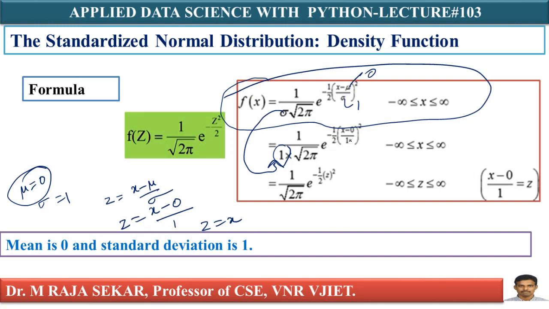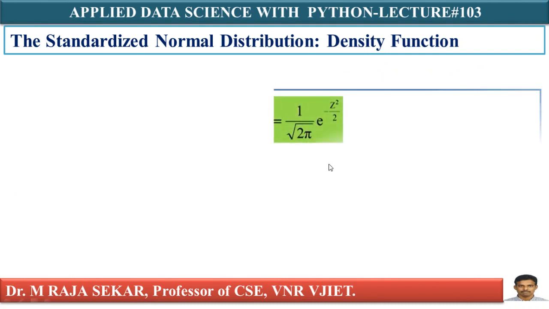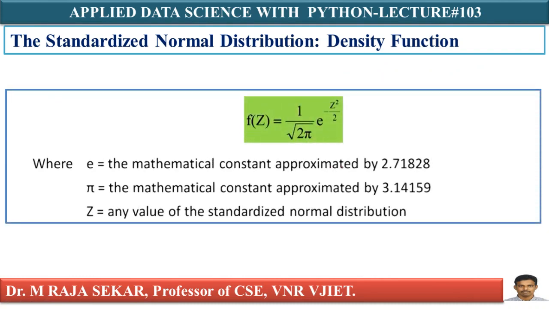This is e power minus 1 by 2 into x. X equals z, isn't it? Z equal x minus mu by sigma means in the place of x I can write z, isn't it? E power minus 1 by 2 into z square. This is the derivation. Simple elementary mathematics. Anybody can understand this. This is 1 by root 2 pi into e power minus z square by 2. This is the probability density function of your standardized normal distribution.